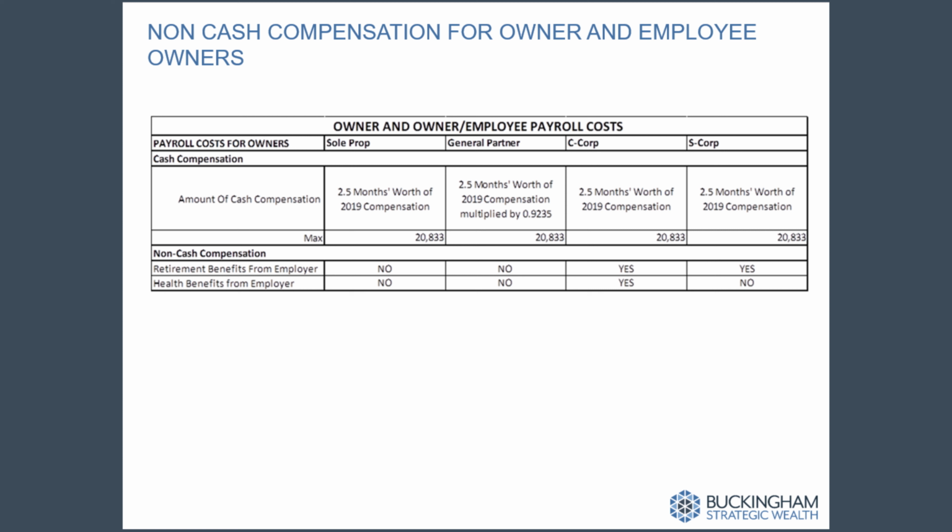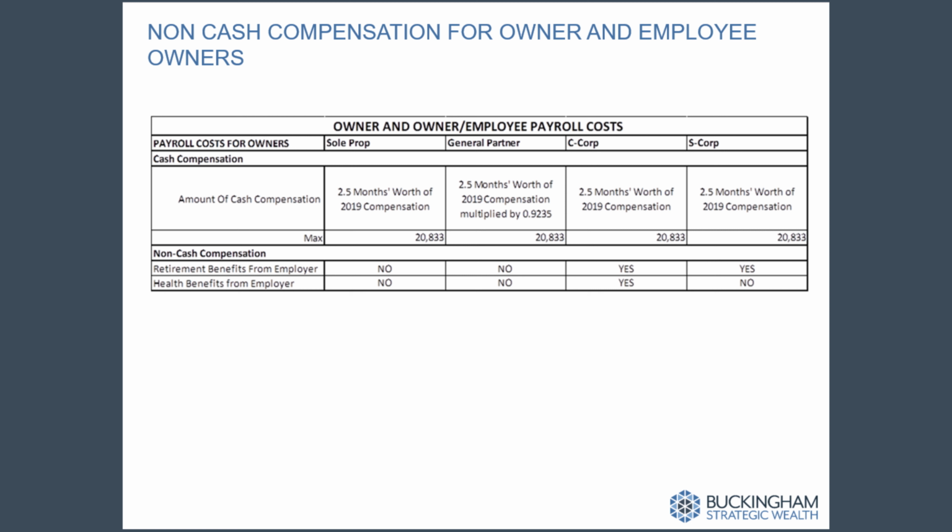But next I want to talk about that non-cash compensation for the owner and employee owners. So C Corps and S Corps will get lumped into this, and really it's kind of an awkward way that they did it, but going kind of across the chart here. So for a sole prop and for a general partner, all owners are going to be subject to that 2.5 month cap against the $100,000 cash compensation cap. So that equates to that $20,833. So you see that for everybody, that applies to cash compensation.